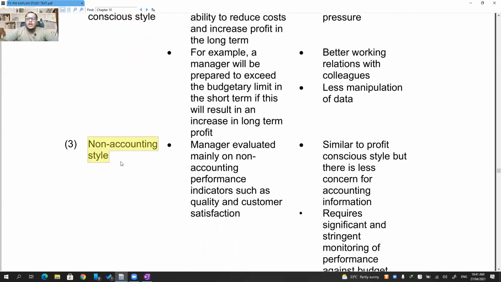And the third one is non-accounting style. These guys are not worried about profits, budgets, and all that stuff. They are worried about the qualitative factors. What kind of environment are you creating in the company?